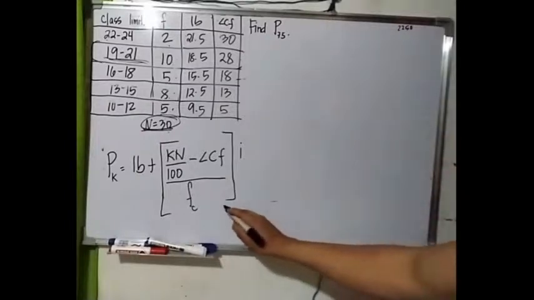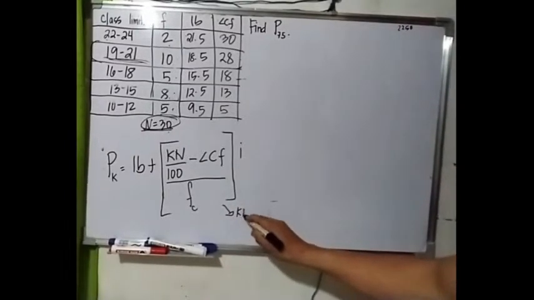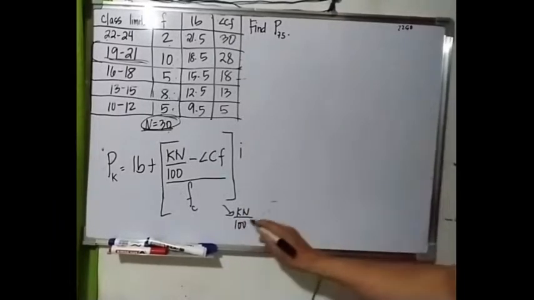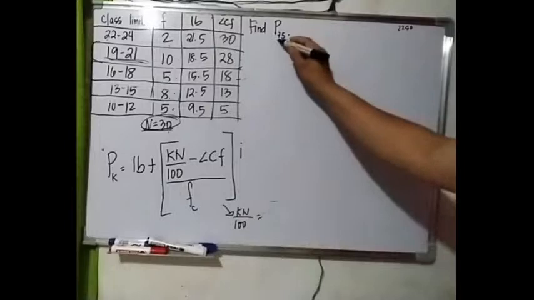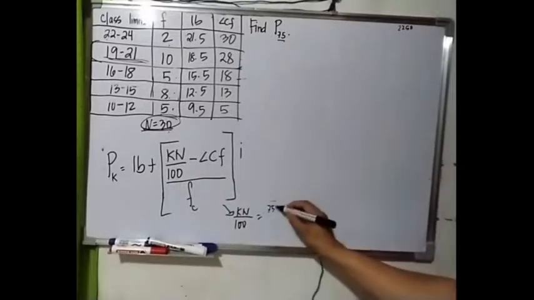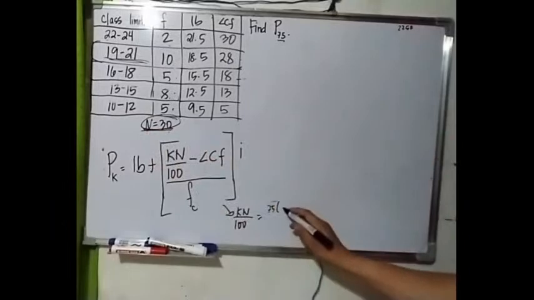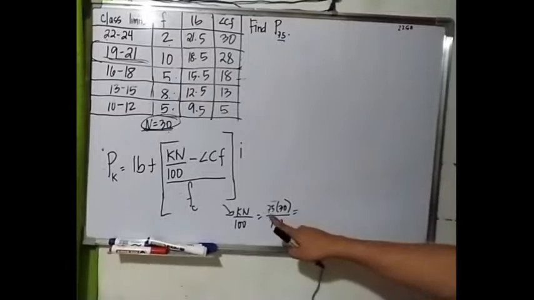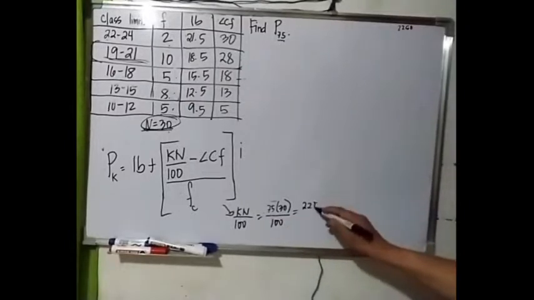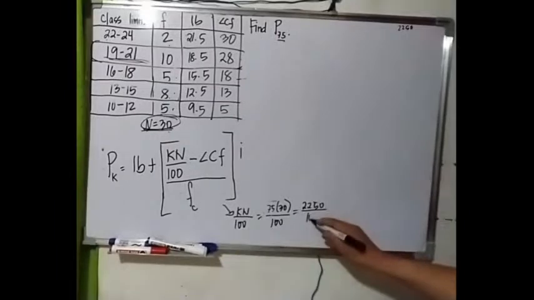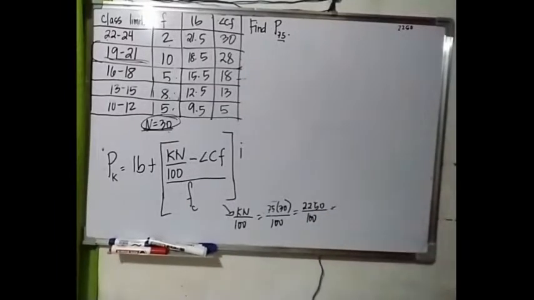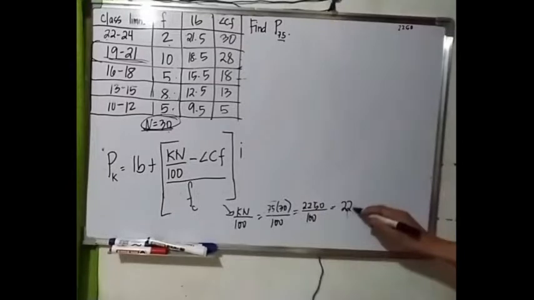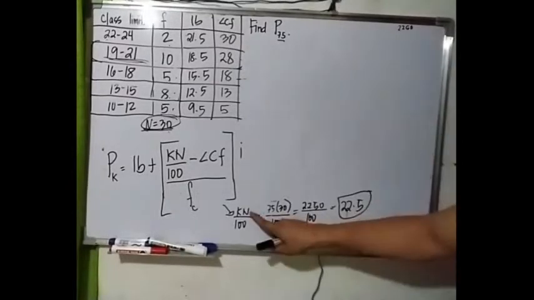unang gawin ito, we will find the value of k times n over 100. So ang k is 75. So 75 times the value of n, that is 30, over 100. So 75 times 30, that is 2,250 over 100. So i-divide mo yan, that is equivalent to 22.5. That is the value of k n over 100.